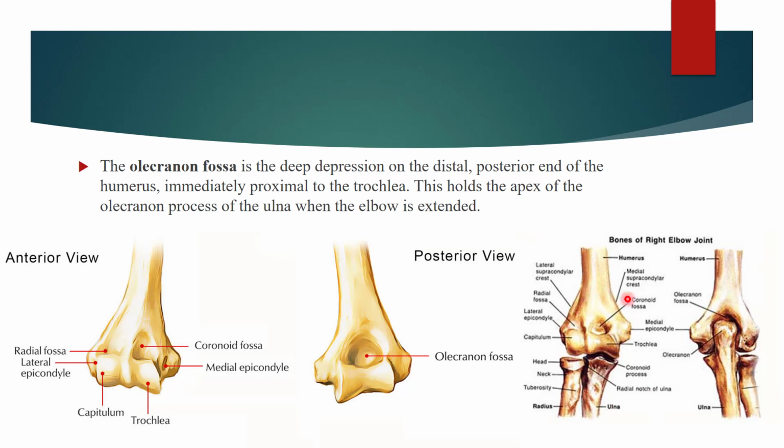When the elbow is fully flexed, the two structures, the coronoid process of the ulna and the head of the radius, will articulate in the coronoid fossa of the humerus and the radial fossa of the humerus respectively. But when the elbow is fully extended, the olecranon process of the ulna will be present in the olecranon fossa of the humerus.